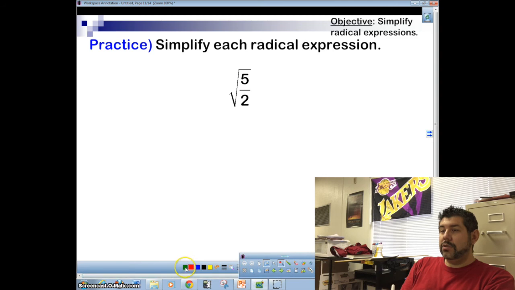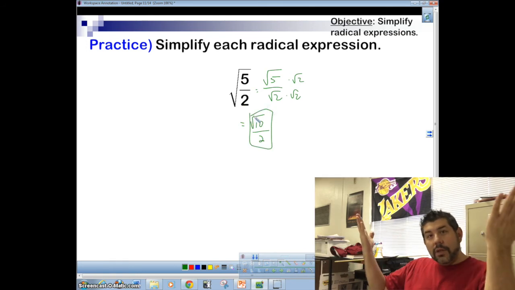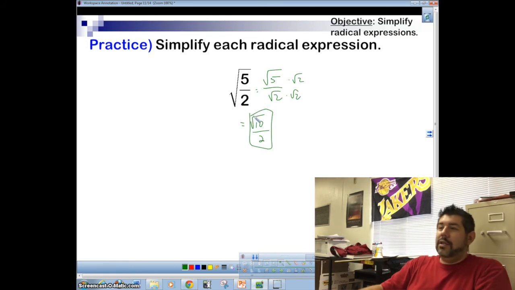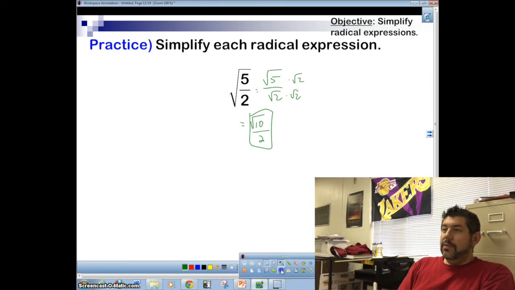Practice this. 5 over root 2. Again, multiply top and bottom by root 2. Root 10 over positive 2. See? How easy is that? All right. Keep going.